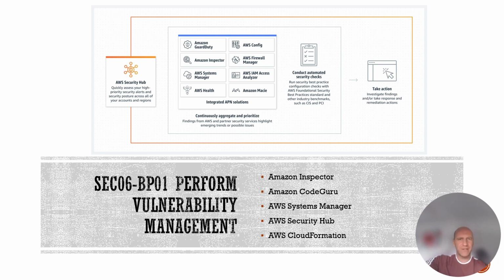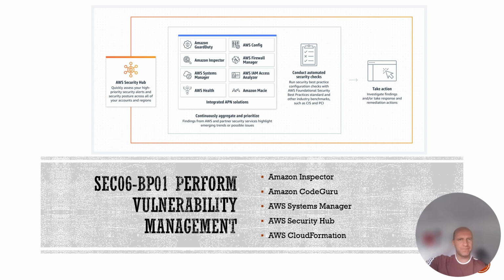Security Hub provides a comprehensive view of your security state in AWS. It collects security data across multiple AWS services and provides those findings in a standardized format, allowing you to prioritize security findings across AWS services. And then lastly, use AWS CloudFormation. CloudFormation is an infrastructure as code service that can help you with vulnerability management by automating resource deployment and standardizing resource architecture across multiple accounts and environments.